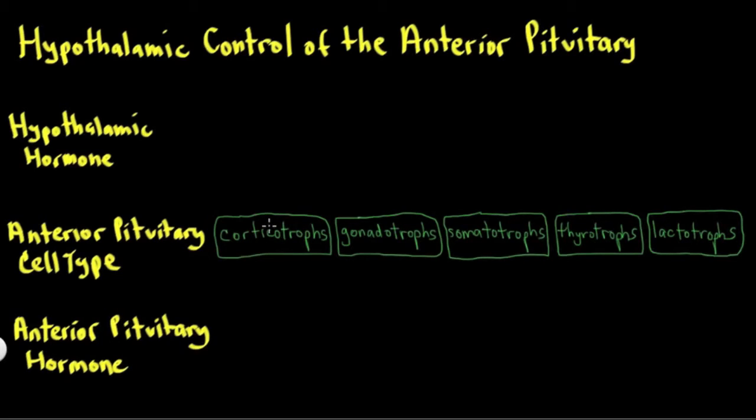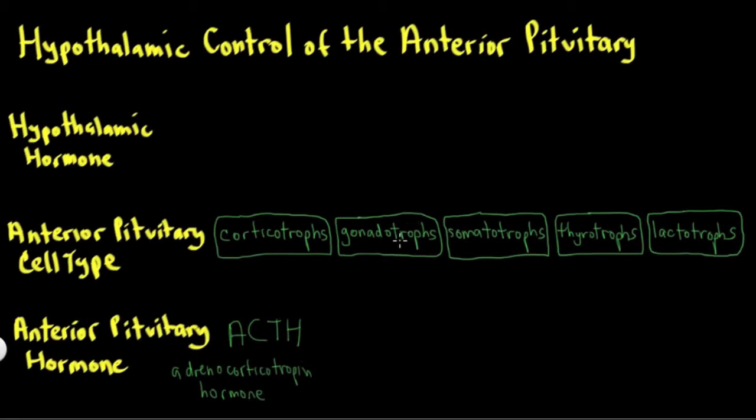Now, like the name implies, they're going to be releasing a hormone that's going to stimulate the adrenal cortex, which is the outer 3 layers of the adrenal gland. Now, this hormone is called ACTH, abbreviated here, and that hormone stands for adrenocorticotropin hormone because it stimulates the adrenal cortex.